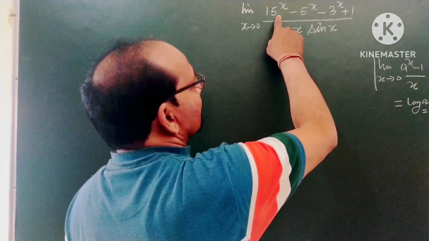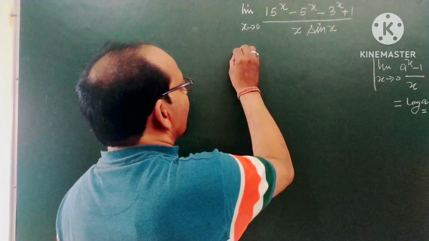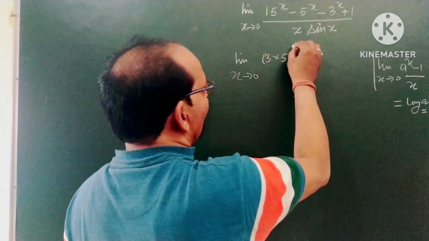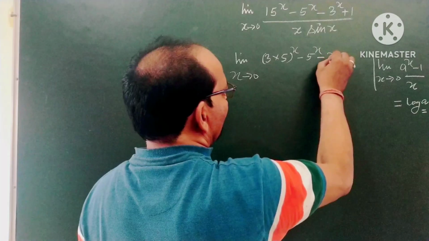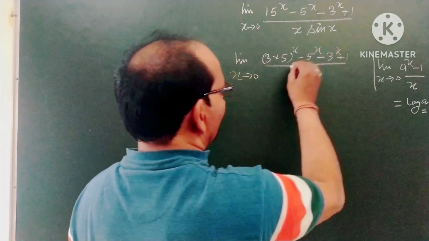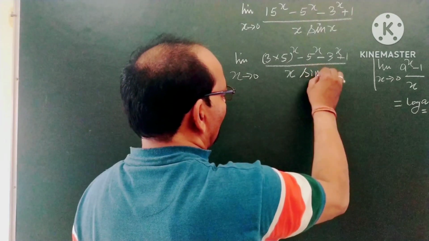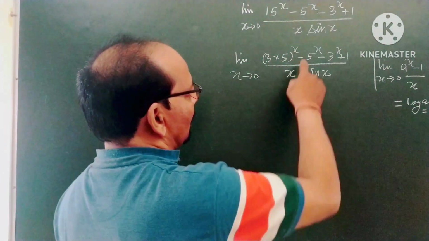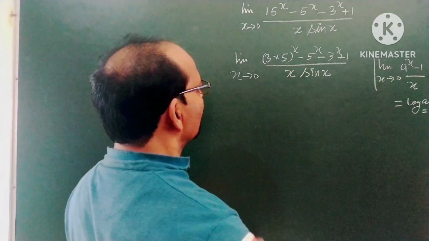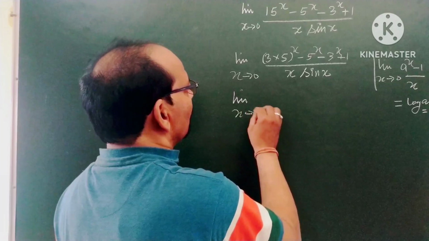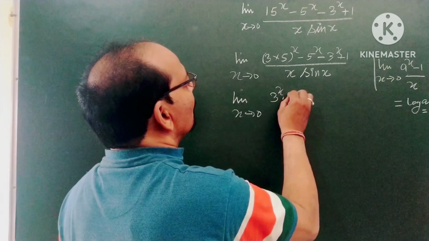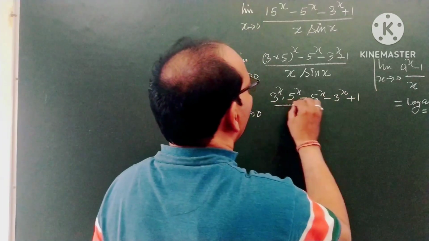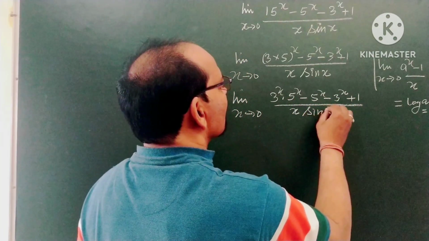Therefore, first 15 changes into 3 times 5. So we write the limit as x tends to 0 of (3^x · 5^x - 5^x - 3^x + 1) with denominator x sin x.